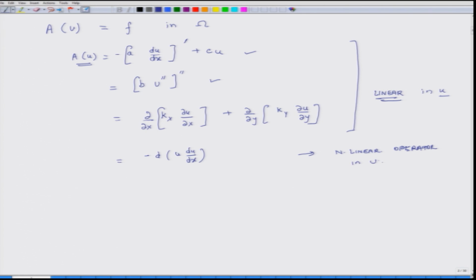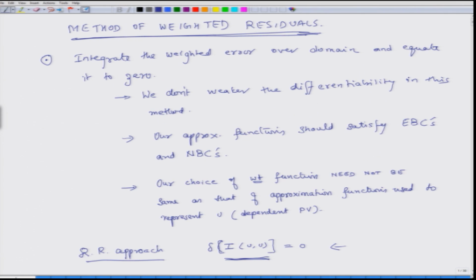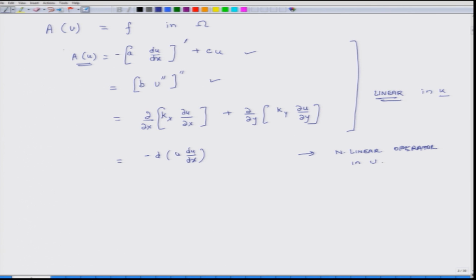It is a non-linear operator in u. So, the point I am trying to make is that this particular approach, the method of weighted residual approach, will be fine regardless of the nature of these operators. A Rayleigh-Ritz approach will work for this, it will work for this, it may work for this, but it will not work for this. But these weighted residual approaches may work for all sorts of situations.